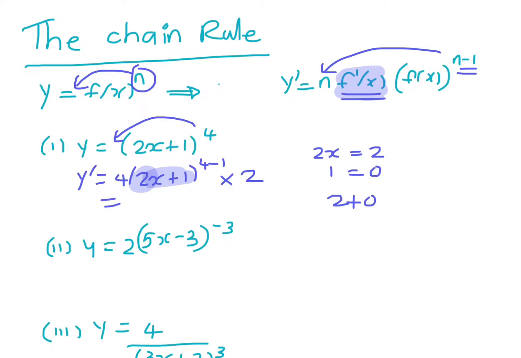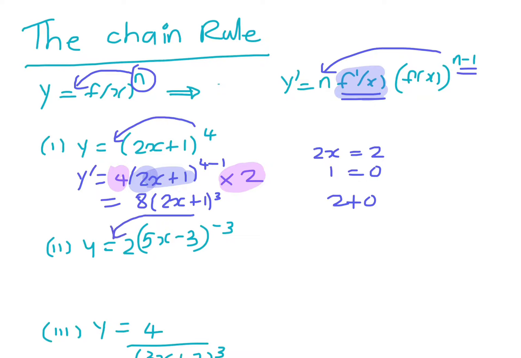2 times 4 is 8. So you multiply the two numbers that are outside the bracket. 2 times 4 is 8, and then you have 2x plus 1 to the power of 3, because 4 minus 1 is 3.